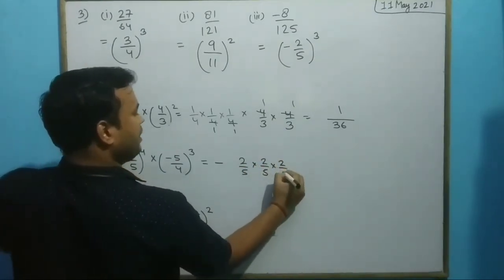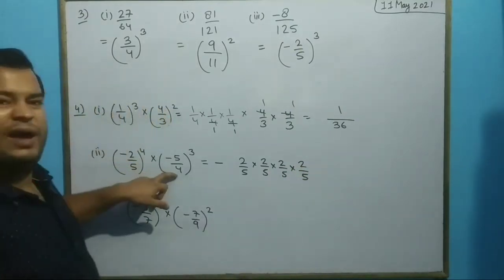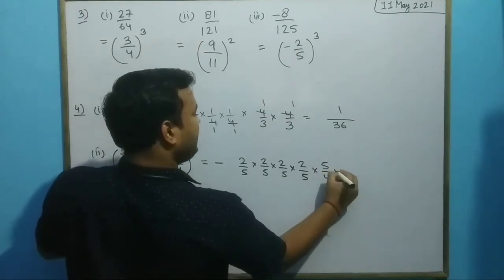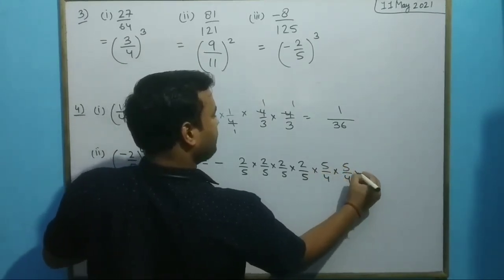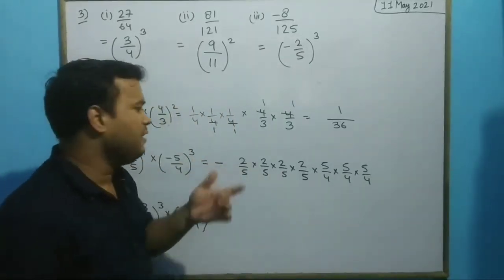4 times. Okay, so I have written this. Now 5 by 4. 5 by 4 is multiplied how many times? 3 times. Okay. Now let us see what we can cancel out.